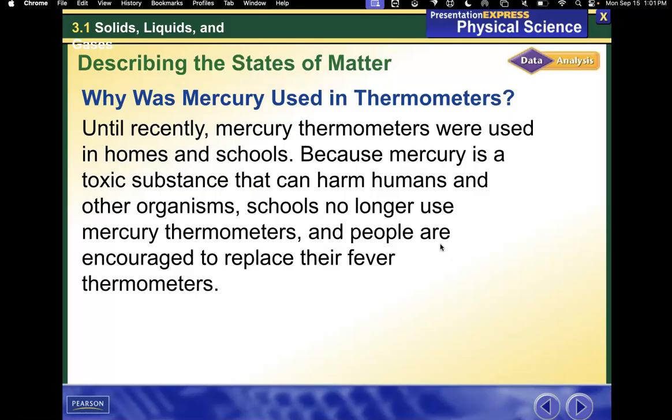Why was mercury used in thermometers? Until recently, mercury thermometers were used in homes and schools. Because mercury is a toxic substance that can harm humans and other organisms, schools no longer use mercury thermometers, and people are encouraged to replace their fever thermometers.